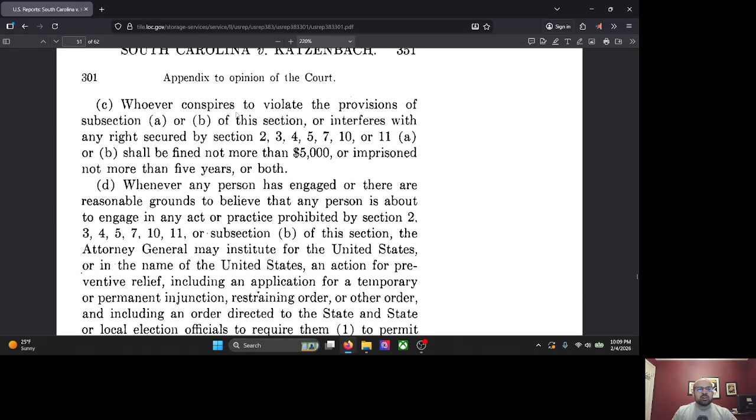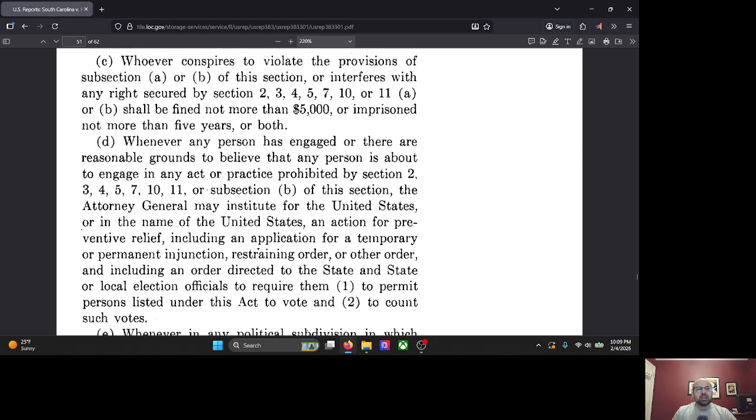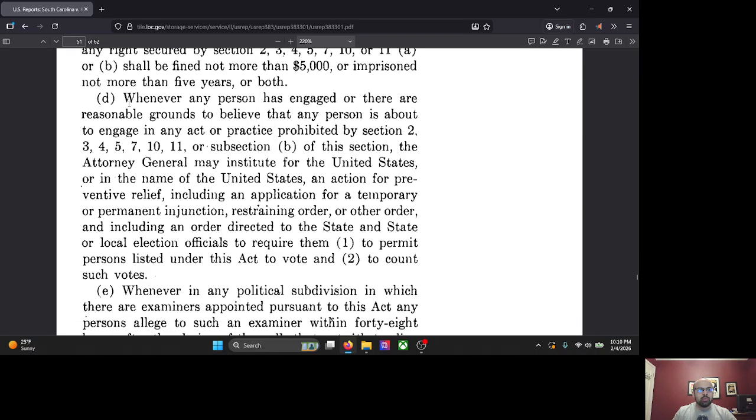C. Whoever conspires to violate the provisions of subsection A or B of this section, or interferes with any right secured by section 2, 3, 4, 5, 7, 10, or 11A or B, shall be fined not more than $5,000 or imprisoned not more than 5 years, or both.